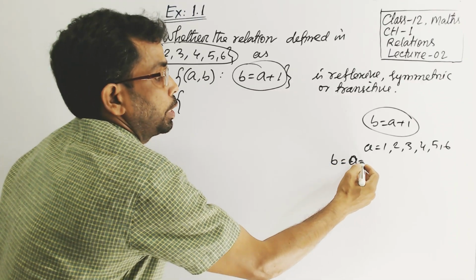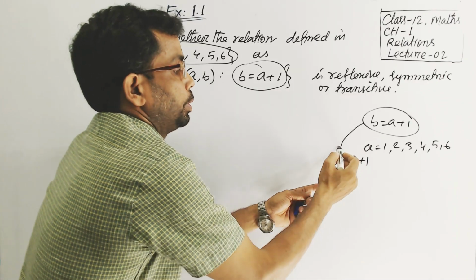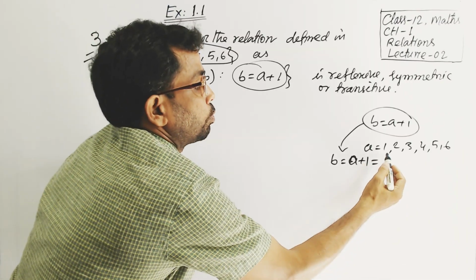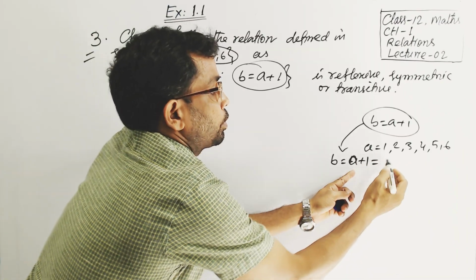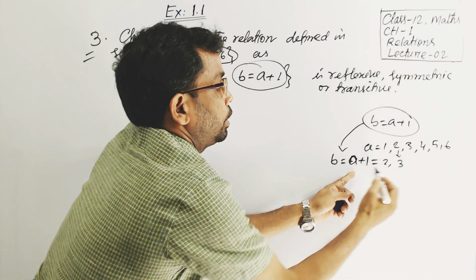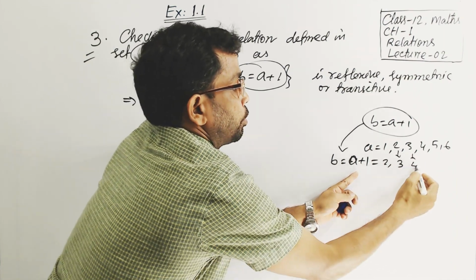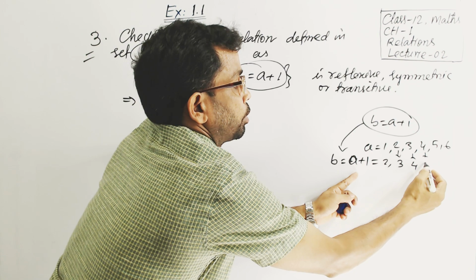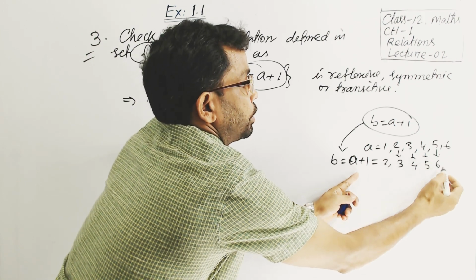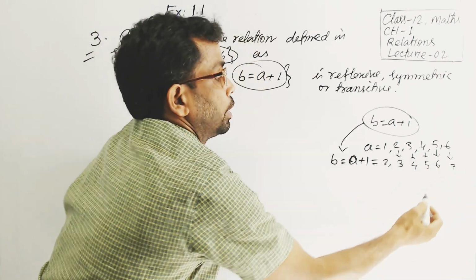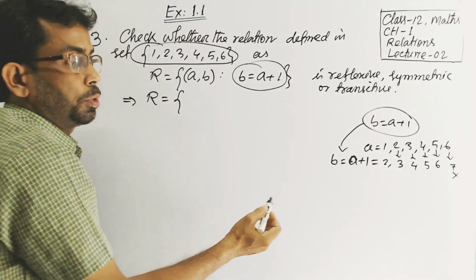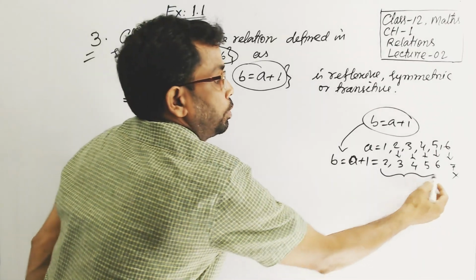B is given as A plus 1. So for 1, the corresponding value will be 1 plus 1, which is 2; for 2 it will be 3; for 3, 3 plus 1 is 4; 4 corresponds to 5, 5 with 6, 6 with 7. But we cannot take 7 because it goes beyond the set, so we can take up to 6.